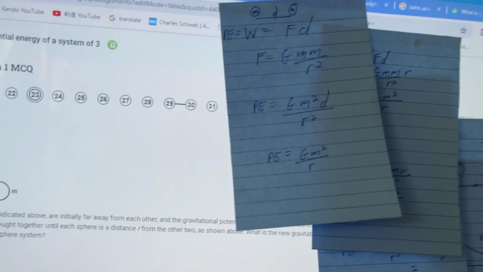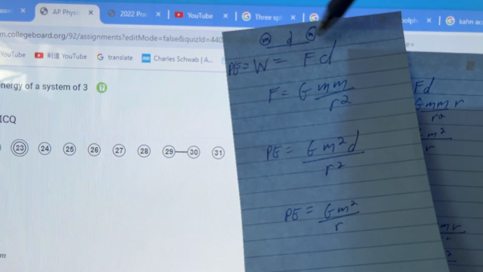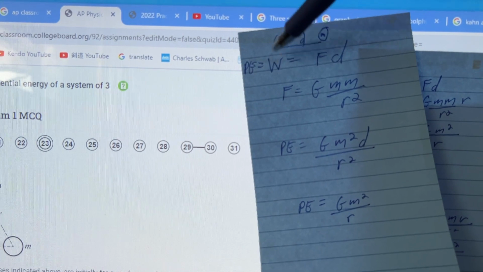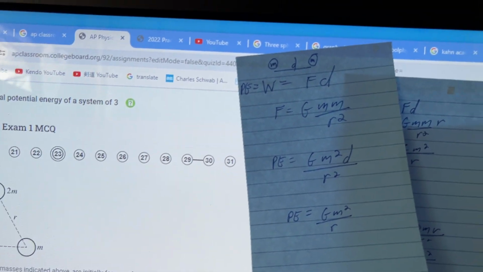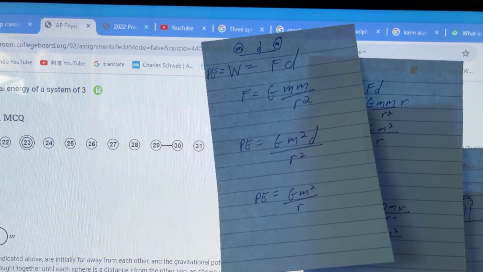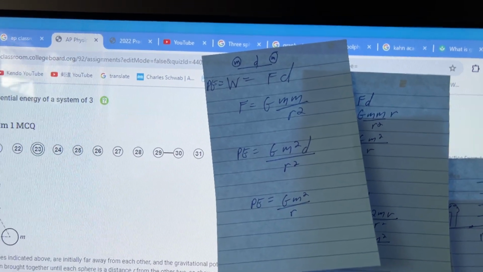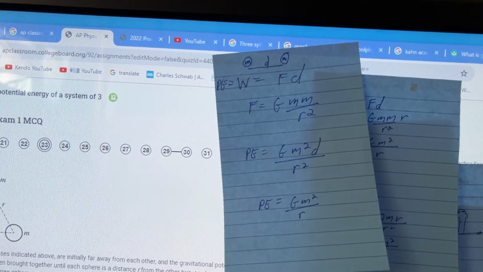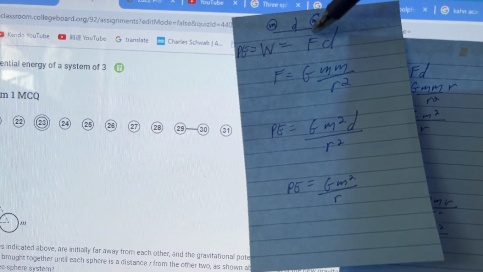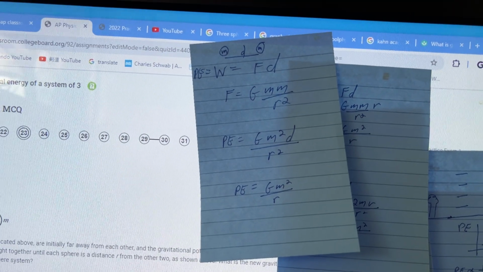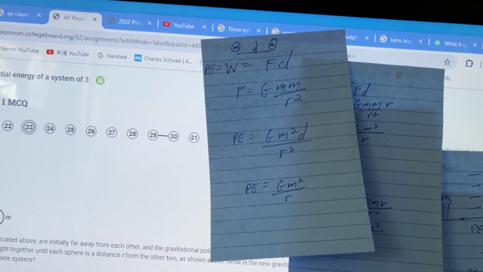So hopefully you can see this. If I have two masses separated by distance d, the potential energy is kind of equal to the work, right? Work is a change in energy, so potential energy is more or less equal to the work done. Work is force times distance when that's parallel to each other. But keep in mind that work is also a scalar.